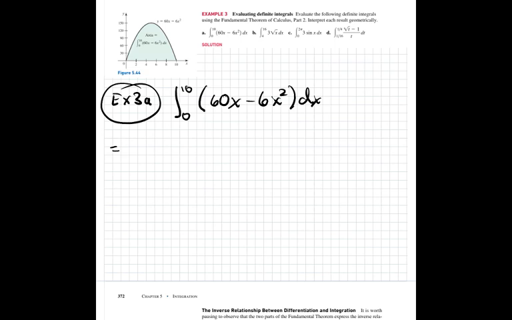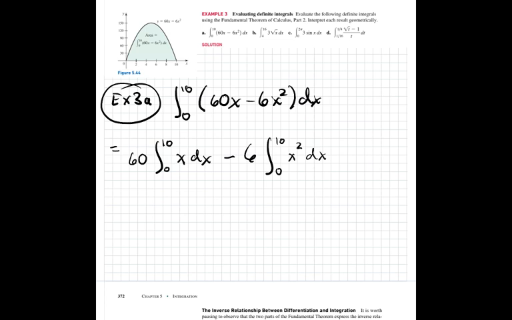Now we can actually rewrite this in the following way. We're going to have 60 times the integral from 0 to 10 of x dx, minus 6 times the integral from 0 to 10 of x squared dx. I think that came from the last section.